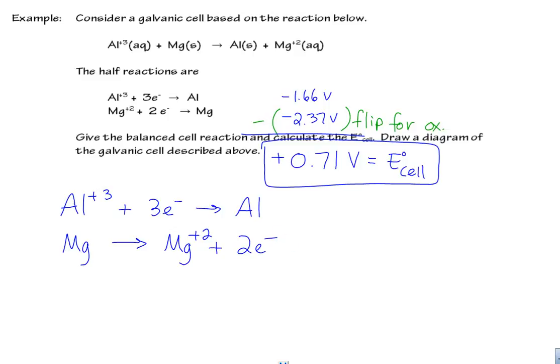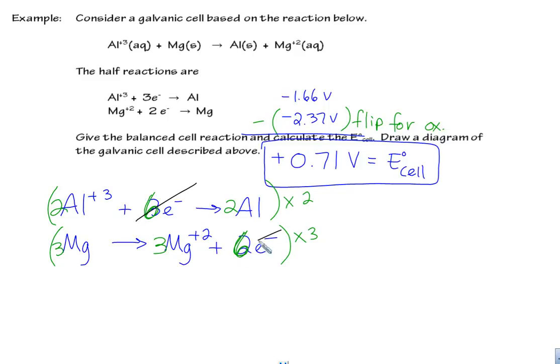So in this case, with a 2 and a 3, we'll probably look for a 6, right? So we'll take this guy, and we're going to multiply him by 3. We'll take this half, and we'll multiply him by 2. So then if I go through, I would have 2 aluminum ions, 6 electrons, and then here 2 aluminum again, and then 3 magnesium ion, and 6 electrons. Now my electron transfer is equal.